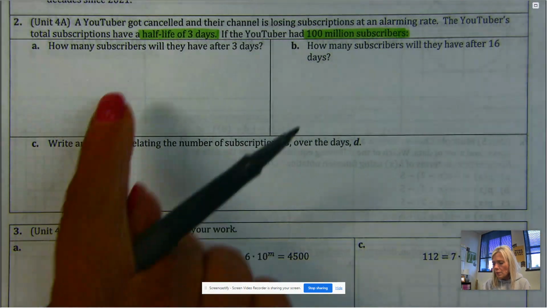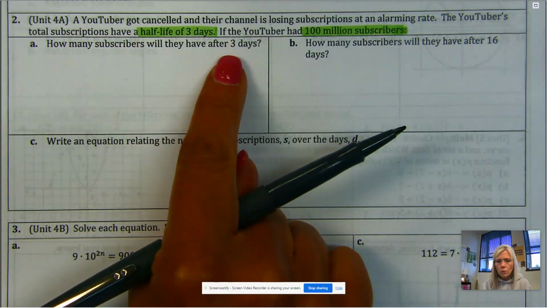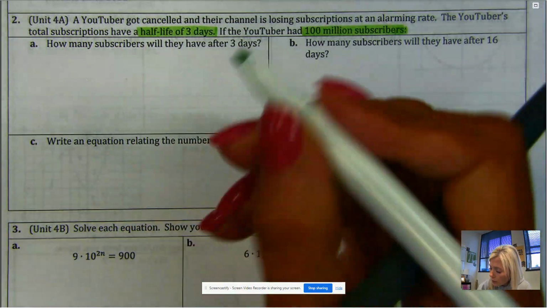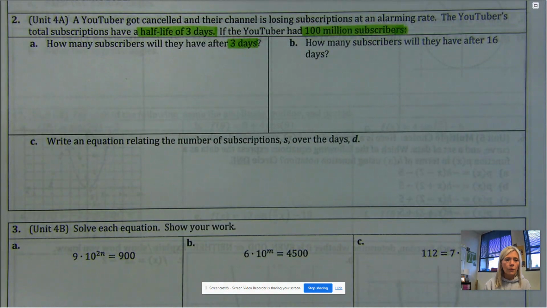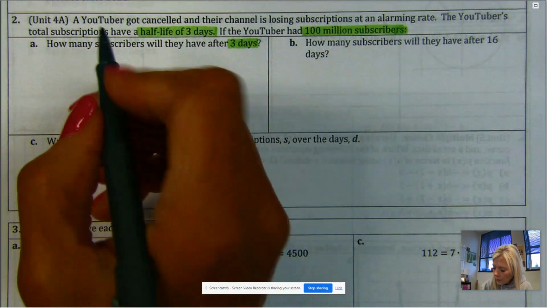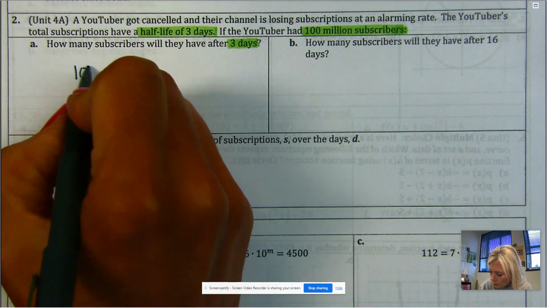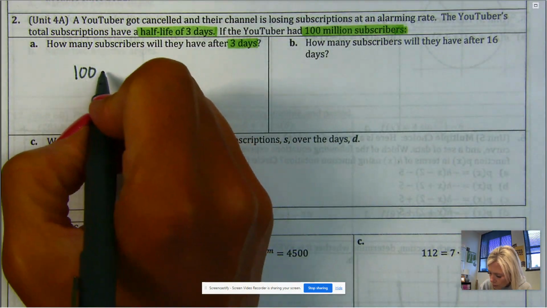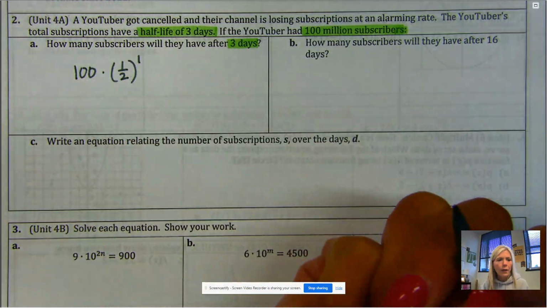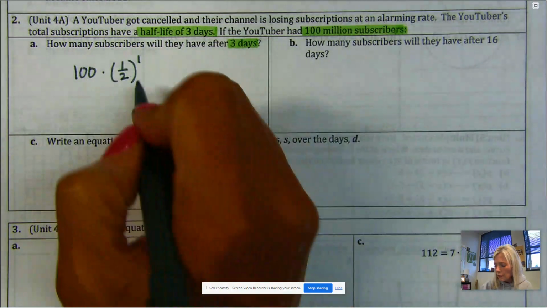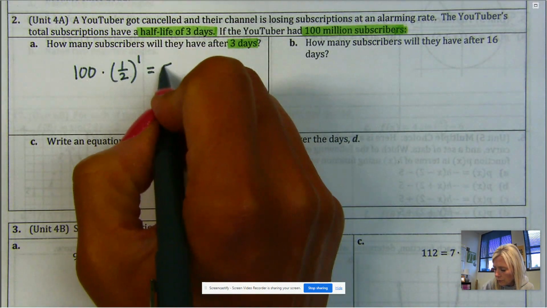So how many subscribers will they have after 3 days? So conveniently, 3 days is the length of one half-life, right? So it would be the 100 million times 1/2. There has been one half-life in a period of 3 days. So it's just 50 million.